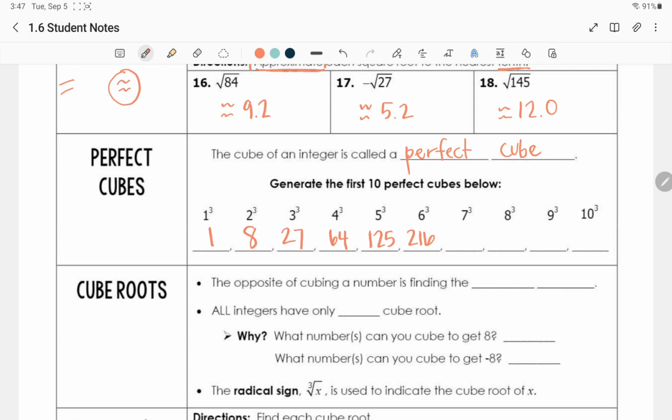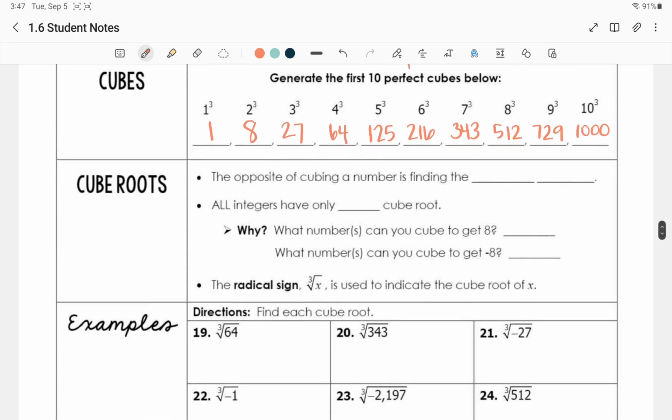7 times 7 times 7 is 343. 8 times 8 times 8 is 512. 9 times 9 times 9 is 729. 10 times 10 times 10 is 1,000. All right, so those are perfect cubes.